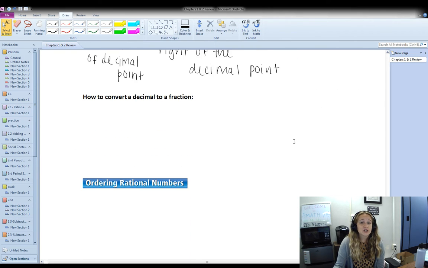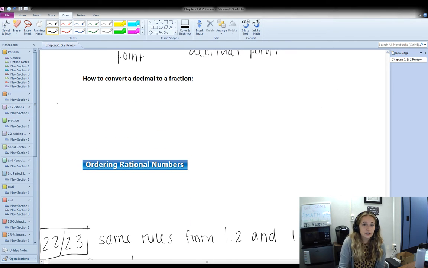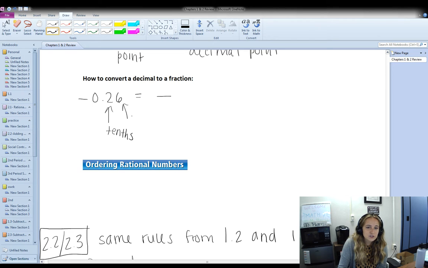All right, how to convert a decimal to a fraction. So let's say you're given negative 0.26. Well, your negative sign always stays the same. The next thing is you need to note what place value the last digit goes to. So let's remind you of the place values. This is the tenths. This is the hundredths. And if there was another one, it would be the thousandths to the right. But I see that the last digit is in the hundredths place.